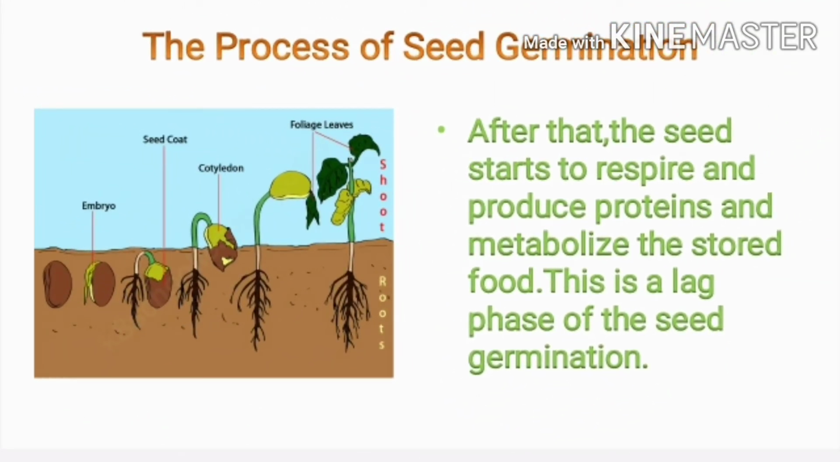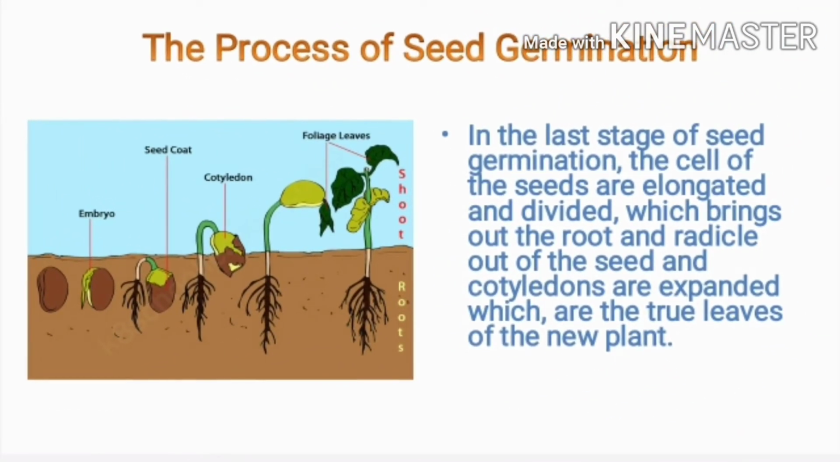During the second phase or stage of seed germination, the seed starts to respire, produce proteins and metabolize the stored food. This is the lag phase of seed germination. Now let's move on to the last stage of seed germination.